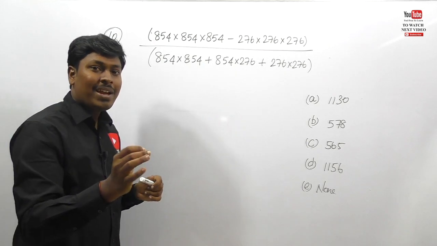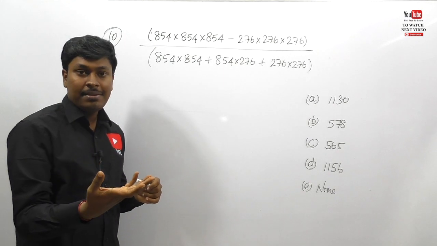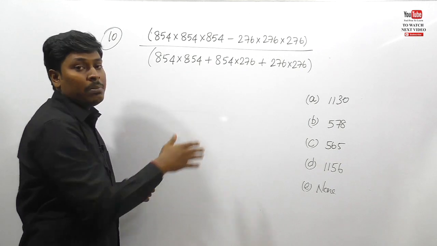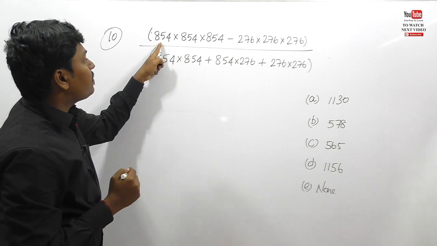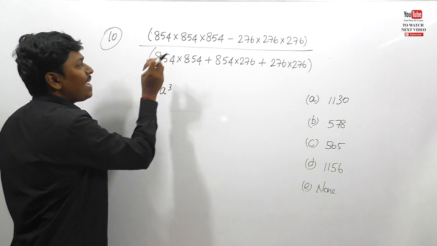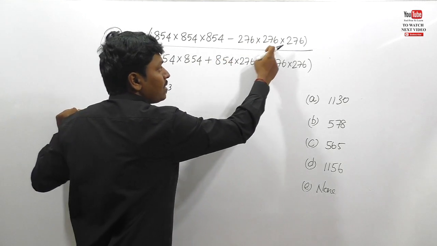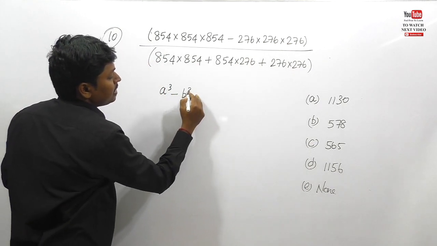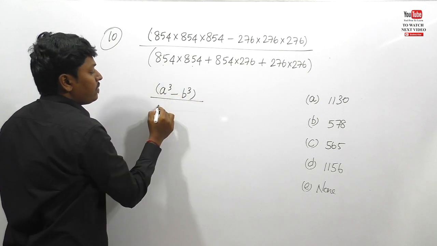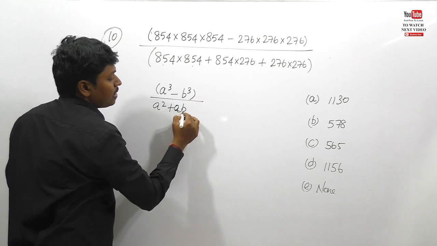Friends, if you are preparing for any competitive exam, not only bank exams, right? If you are going for any competitive exam, kindly learn this technique. This is a most important question for all competitive exams, friends, right? See here, friends, 854, 854, 854. This can be written as A cube, right? Think that the A value is 854 and the B value is 276. 276 into 276 into 276. So this can be written as A cube minus B cube divided by 854 into 854, that is A square plus, see here, friends, this is AB and that is B square.